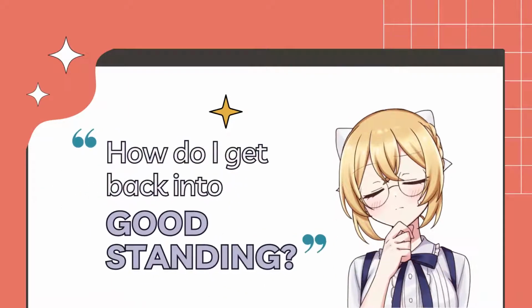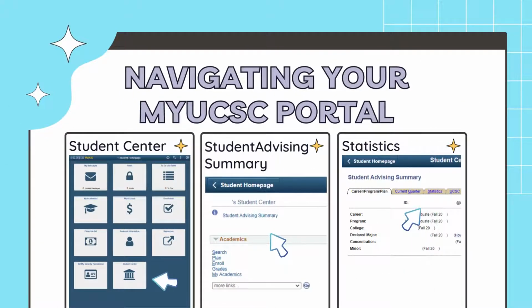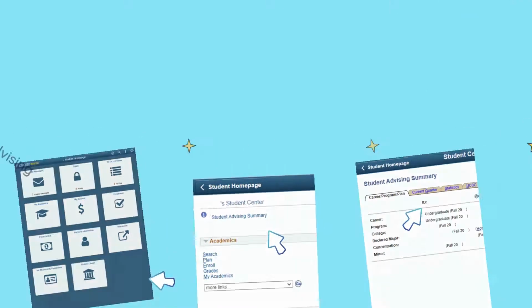Sally wants to know what she needs to do to improve her academic standing, so we're going to show her a handy trick. First, Sally needs to log into her My UCSC portal. After logging in, she'll want to click on the blue tile that says Student Center. Next, she should be able to find a link for her student advising summary up at the top. Then, she'll be able to go into the Statistics tab.